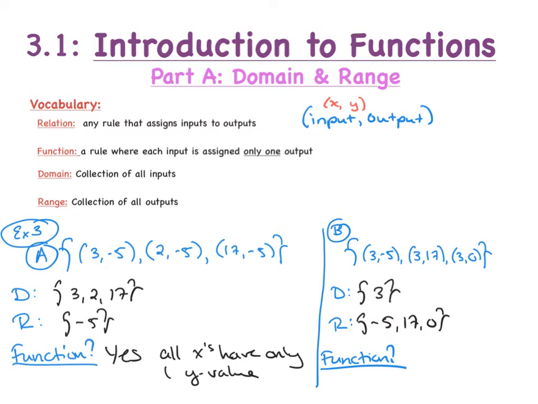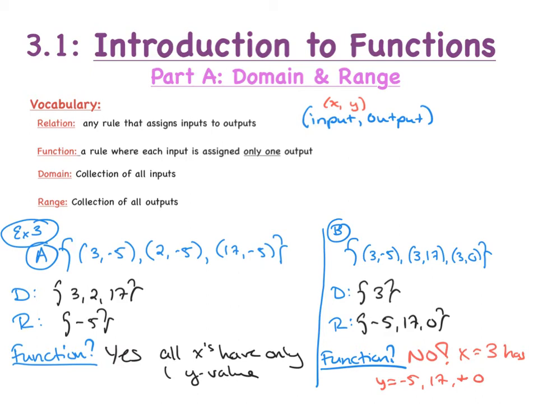And is this a function? Is there an input that has more than one output? Heck yes, 3. 3 has -5 and 17 and 0. So is this a function? No way. X equals 3 has y equals -5 and 17 and 0, which is way too many.